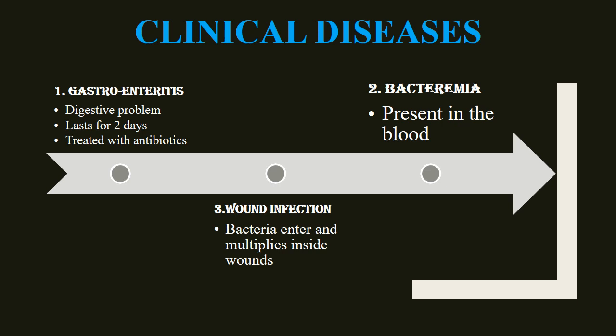Next, bacteremia. It is defined as the presence of a viable microorganism in the bloodstream and can be categorized as transient, intermediate, or persistent infection. Wound infection. Wound infection can occur if bacteria enter and multiply inside the wound. Immediately cleaning and dressing the cuts and other small wounds is the best way to prevent infection. However, people with larger, deeper, or more serious wounds should have a trained healthcare professional treat the injury.